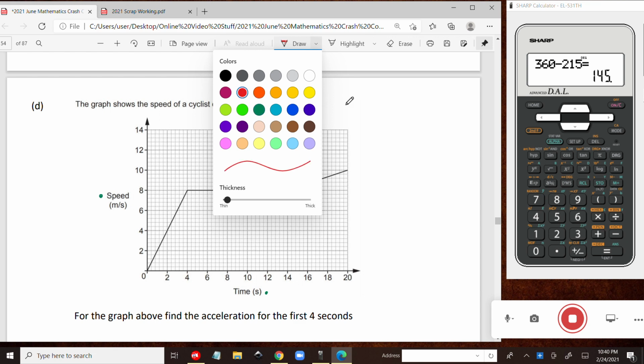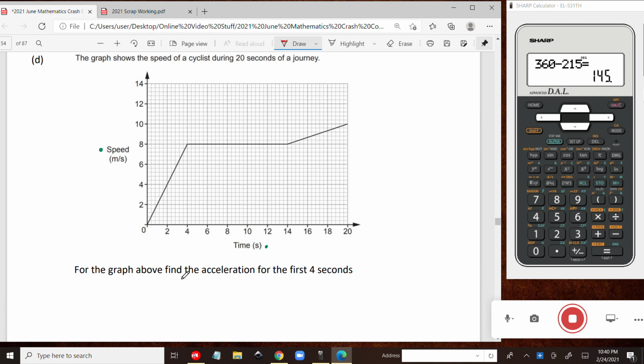What are they asking us to find here? For the graph, find the acceleration for the first 4 seconds. So the first 4 seconds is up to here. It starts here and the first 4 seconds end here. In a speed time graph, the gradient always gives us the acceleration. Now there are 2 types of graphs on the syllabus when it comes to movement like this.